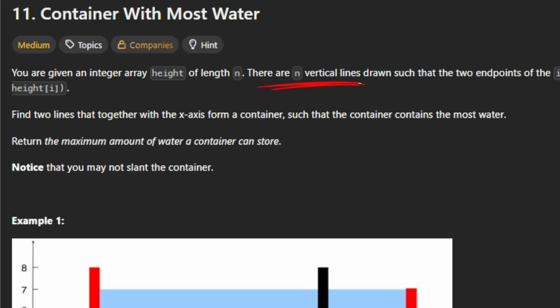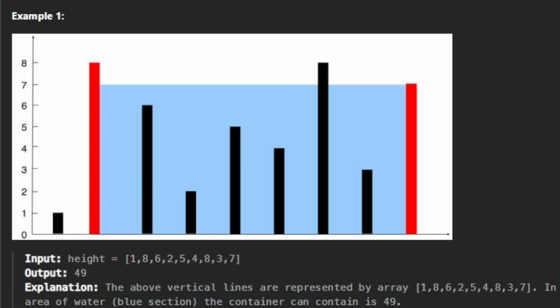The problem is this: you are given an array of non-negative integers representing vertical lines. Your goal is to find two of these lines that can trap the most water between them. To find a potentially better container, we have to move one of the pointers inward. Which one? The golden rule: we always move the pointer of the shorter line.